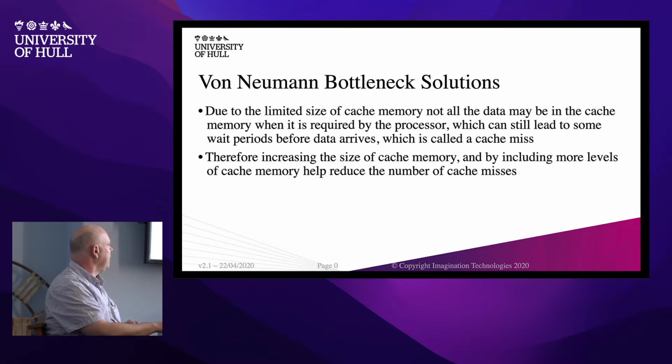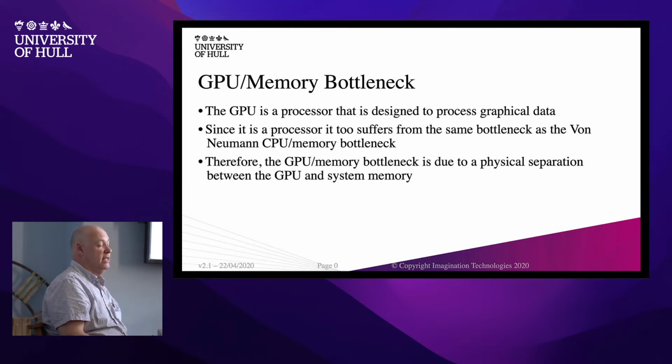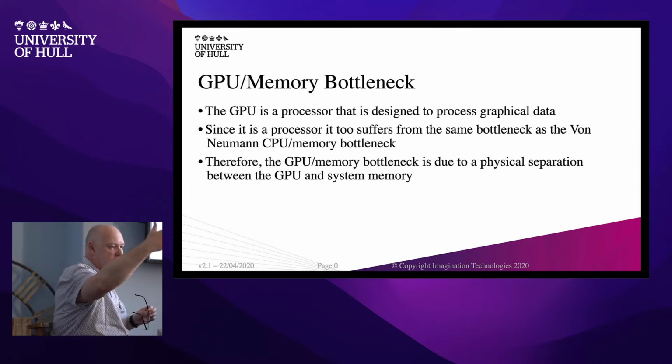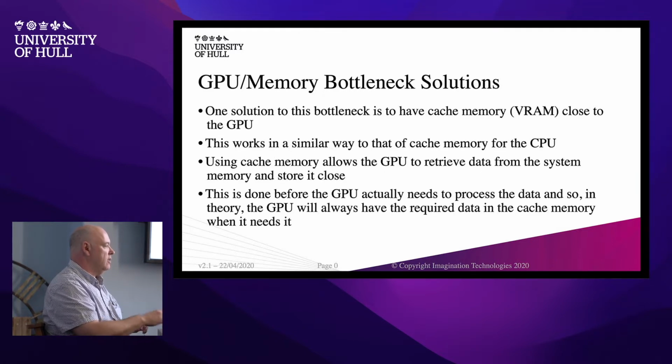So I mentioned the CPU there, but the GPU is just a processor, right? Yeah, it's a graphics processor, okay? But it's still a processor. It's designed to do graphics, but if it's got to wait for data to come from the system memory, then it's also going to suffer from the von Neumann bottleneck. So GPUs have their own cache memory, tends to be called VRAM or something similar.